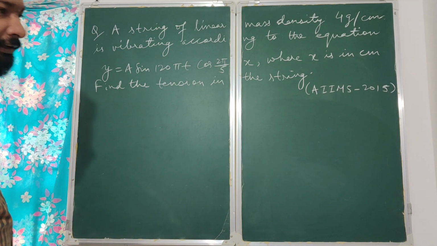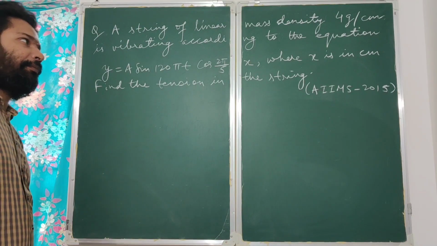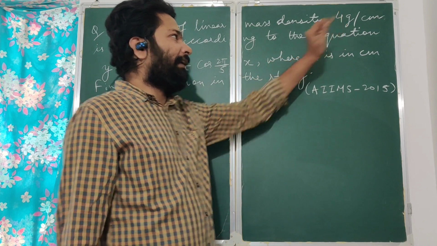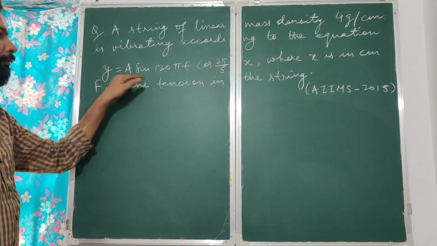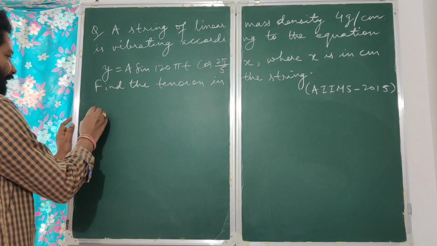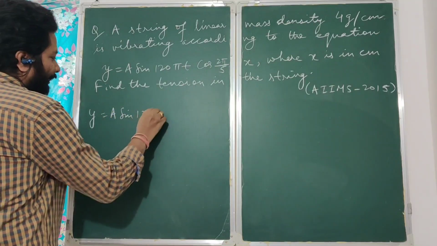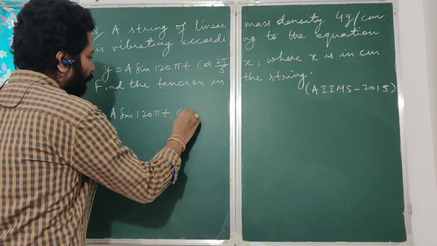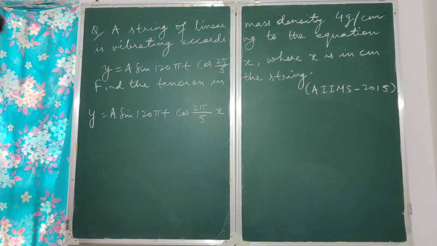So how will you get the tension in the string? Tension in the string is related with velocity of transverse wave. V is equal to root of T by mu. Mu value has been given here. T they have asked. So that means using this equation we have to get the velocity of the wave. So first we write the equation as it is. Y is equal to A sin 120 pi t cos of 2 pi by 5 into x.